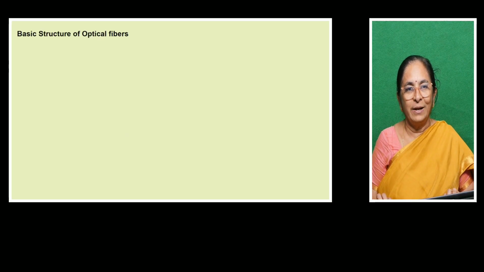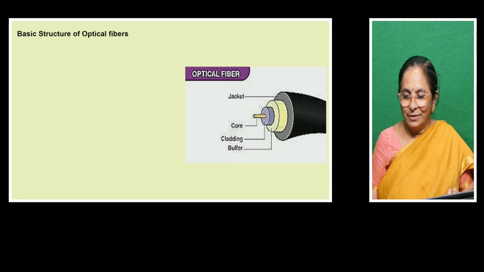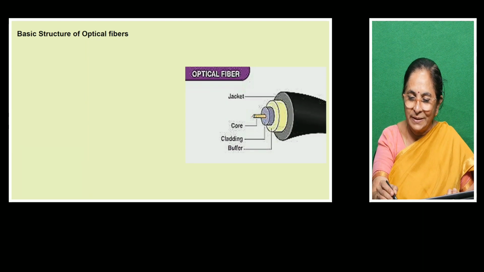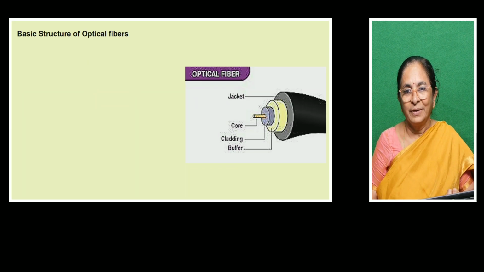Basic structure of optical fibers. From the picture we can see the innermost layer in which we allow the light to travel, that is called core. The next ring surrounding the core is called cladding. Then we have one more enclosure which is called buffer, and all these three together are enclosed in a jacket for protection. So core is the innermost part of the optical fiber through which the light signal travels.